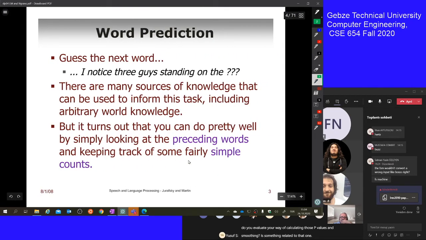Okay, so let's look at this example. Here is a sentence: "I noticed three guys standing on the ..." What would you put in this position?